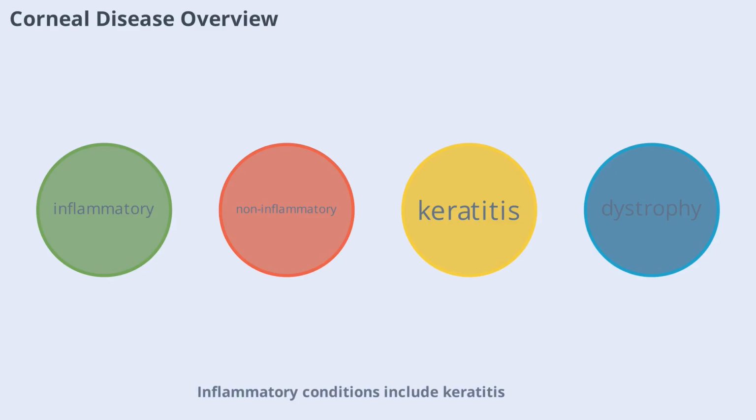Inflammatory conditions include keratitis, which can be superficial or deep and may be purulent or non-purulent. Non-inflammatory diseases encompass degenerative conditions like arcus senilis, corneal dystrophies, ectatic conditions such as keratoconus and keratoglobus, and symptomatic issues like corneal edema and ulcers. This classification helps guide diagnosis and treatment strategies.